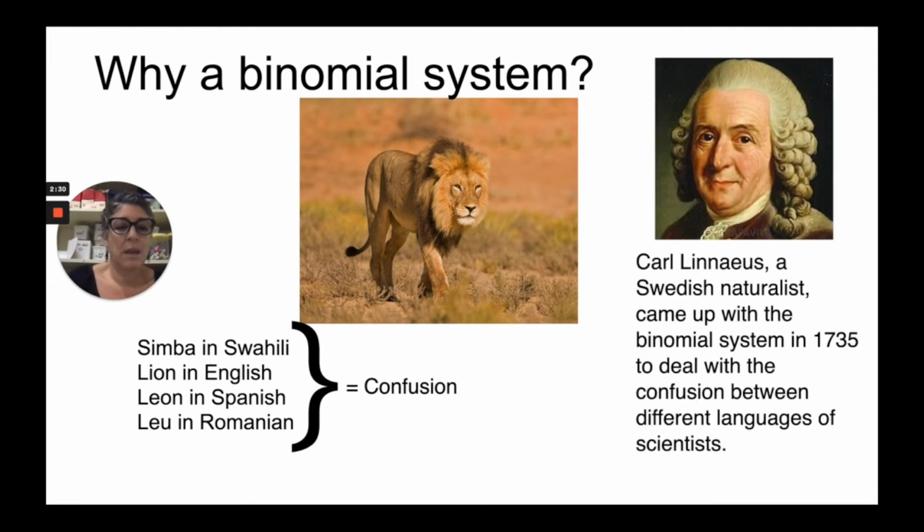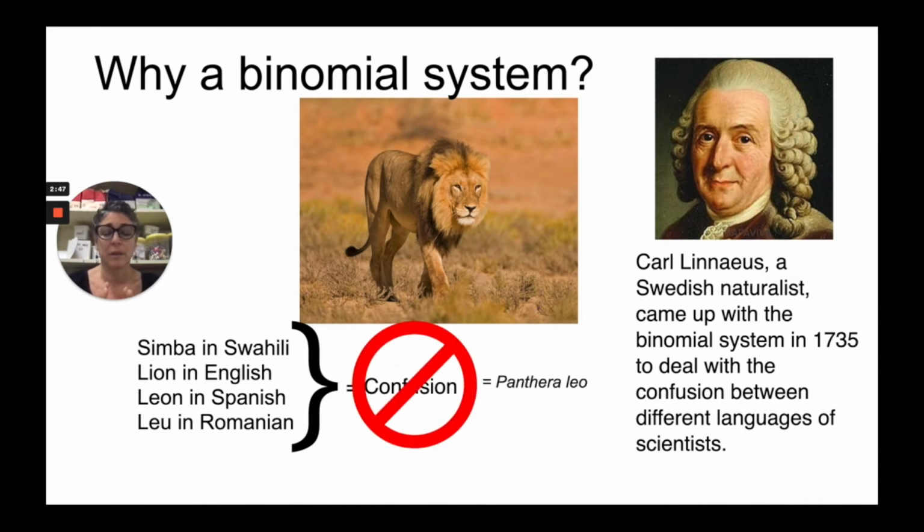So there was a Swedish naturalist named Carl Linnaeus, and he came up with this system in 1735 to deal with the confusion that existed between scientists who were speaking different languages about specific types of organisms. So that canceled out the confusion of referring to a lion as whatever it is in various languages, and all scientists then would refer to the lion as Panthera leo. Again, it is a two-part naming system, so we have two names for this organism.